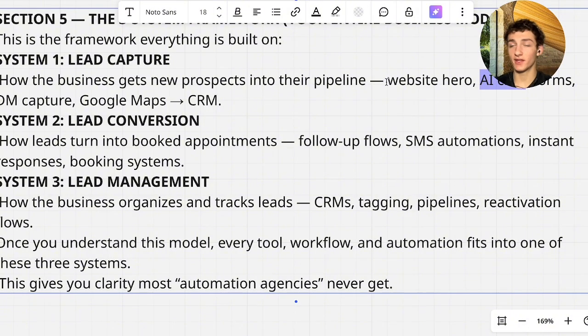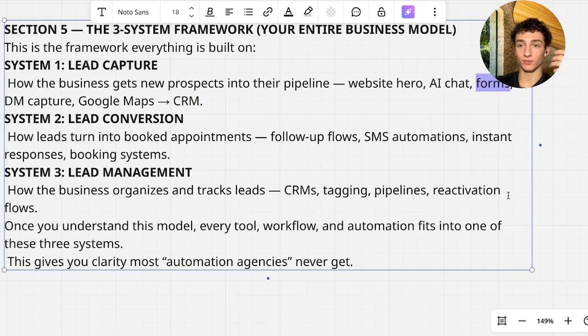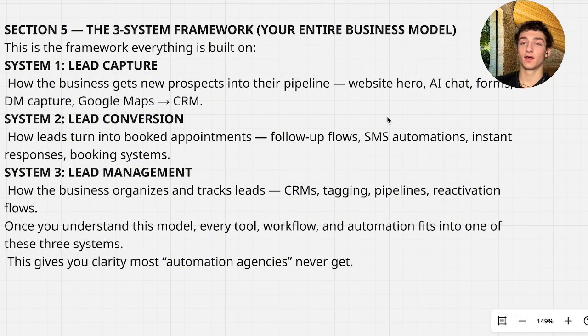Just upgrading their website hero for better conversions, which again, you don't need any coding skills to do that. Simple forms embedded into their website or their social media or wherever it is. DM capture, booking, SMS bookings, things like that. Anything that is going to bring new people into their funnel and get them new prospects. System 2 is going to be lead conversion.